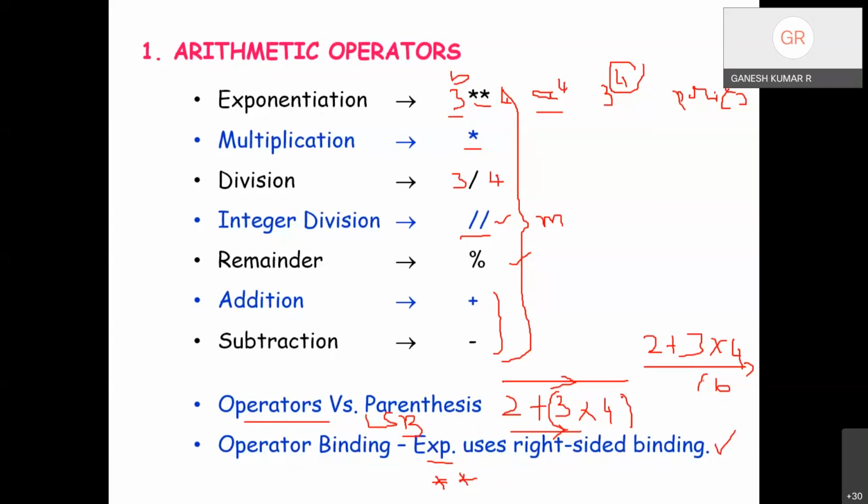This parenthesis also plays a significant role in providing the priority precedence, which means 3 into 4 must be calculated first, 12, and then it is added with the 2. 2 plus 12, 14. Whereas here 5 into 4, 20. The value matters. So we can have parentheses in the expressions and accordingly we can do it.